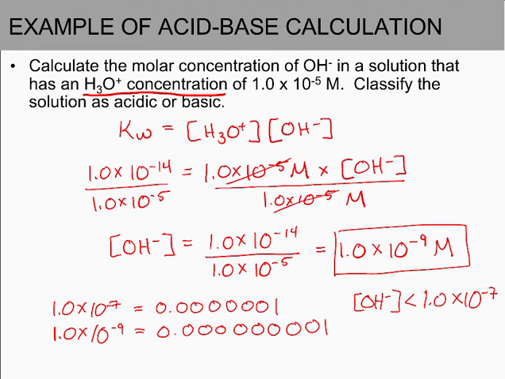All right, so if it's less than 1 times 10 to the negative 7th, is this an acidic solution or a basic solution? So if the concentration is less than 1 times 10 to the negative 7th, that means we don't have a lot of hydroxide ions in solution, and hydroxide ions are basic. So if we don't have a lot of the basic stuff, that means that the solution is acidic.